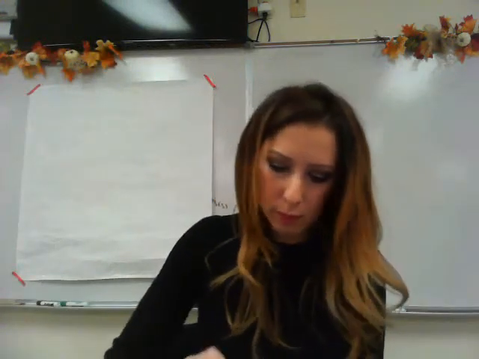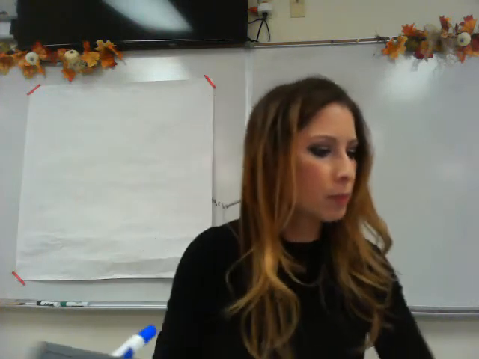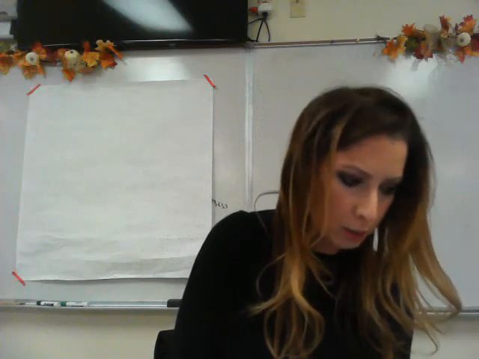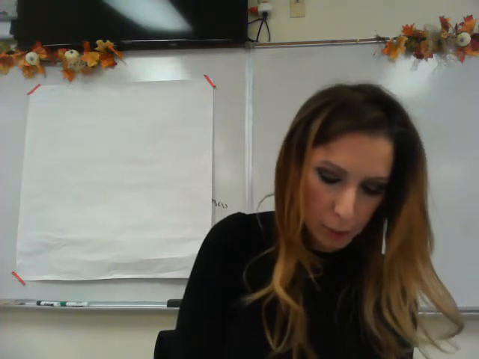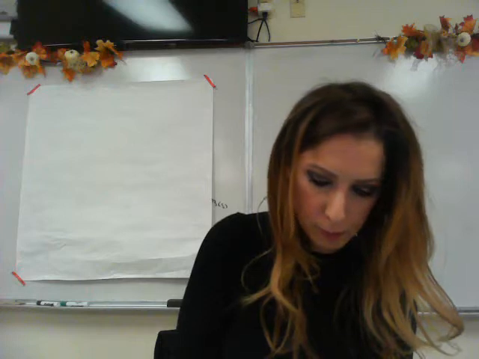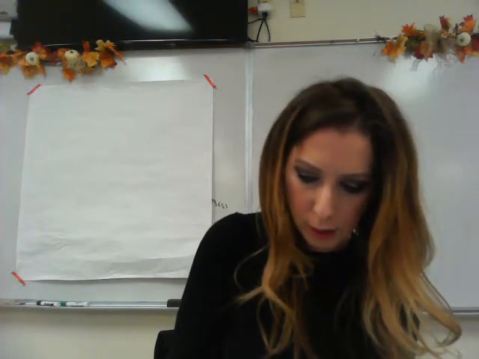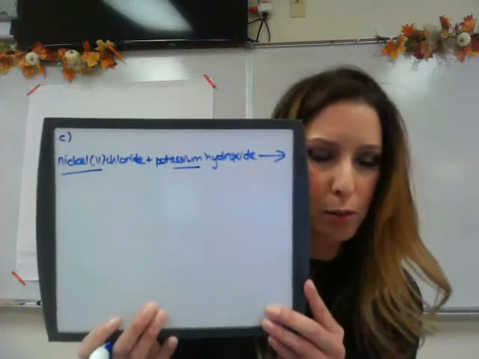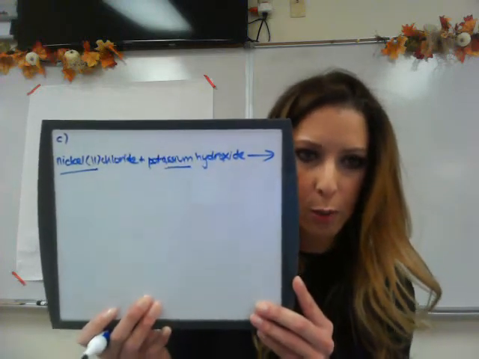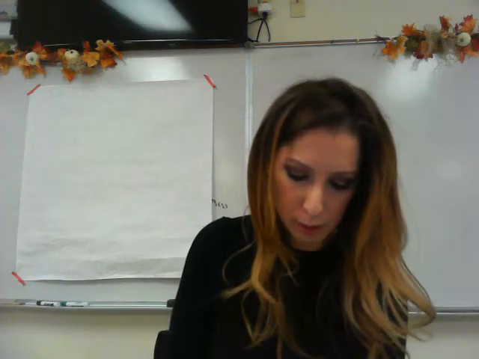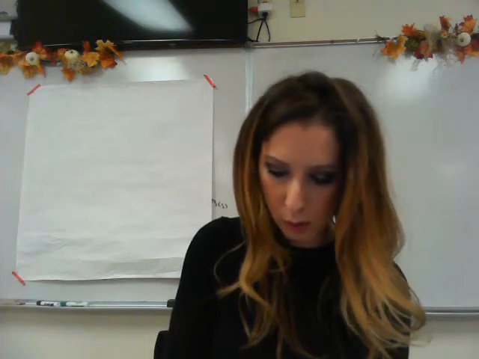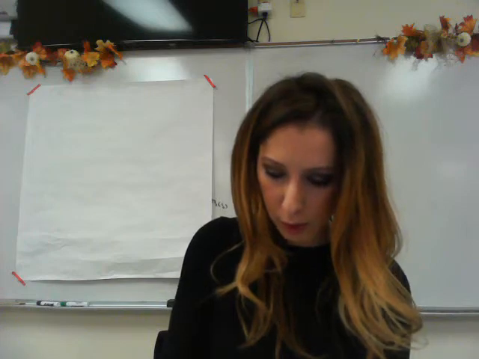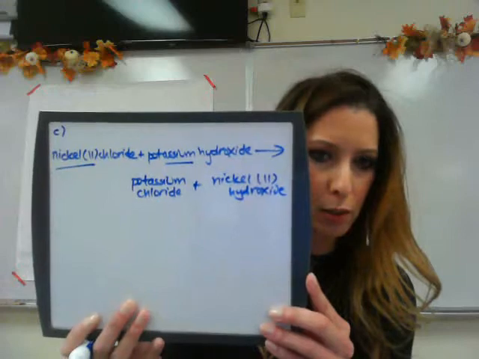Okay, I'm going to do one more. If you're looking at C, you have nickel 2 chloride and potassium hydroxide. I'm going to underline the potassium and the nickel 2 because those are the cations, or the metals, in the compounds, and those are what are going to switch places. When they switch places, you're going to end up with potassium chloride and nickel 2 hydroxide.